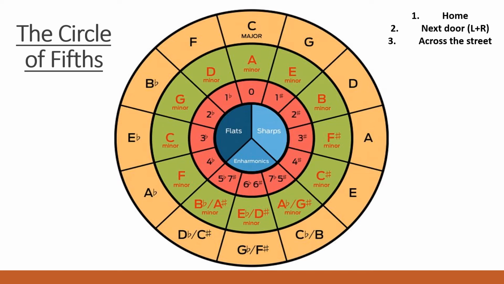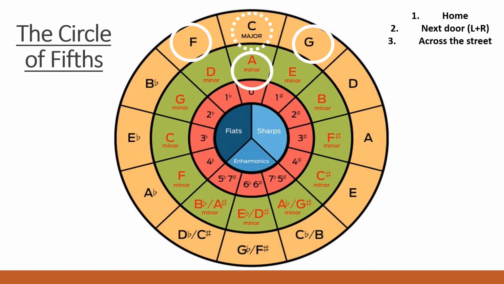So I want to choose a key. I want to choose C. C is what I've chosen as my home key. I'm now going to use the neighbour strategy to help me find the closely related keys which are likely to sound good and successful after C major. So I'm going to go next door, and by next door I mean I'm going to go to G, just to the right, then I'm just going to go to the left, and then I'm going to go across the street.